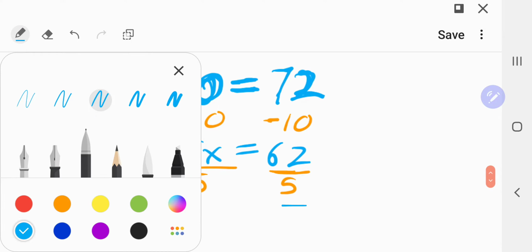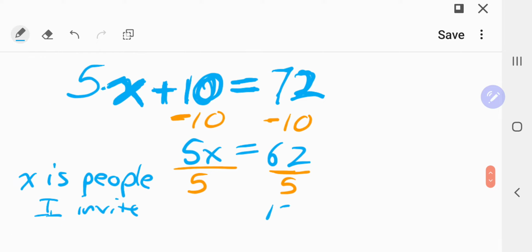This color switching might be annoying. All right, 62 divided by 5. Come on, brain. You can do it. Okay, it's 12.4. So I can invite 12.4 people. Obviously, you can't invite 0.4 of a person. So you can invite 12 people and you'll have a couple of pumpkins left over.